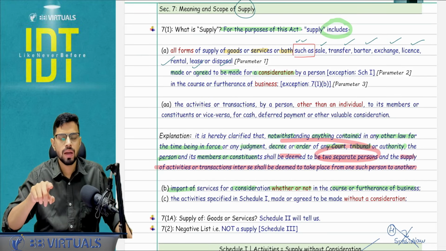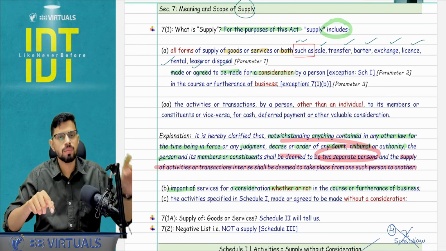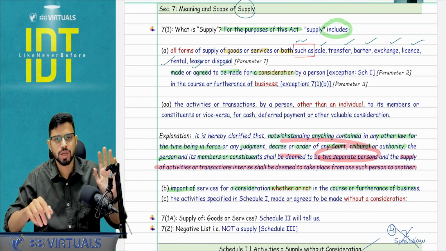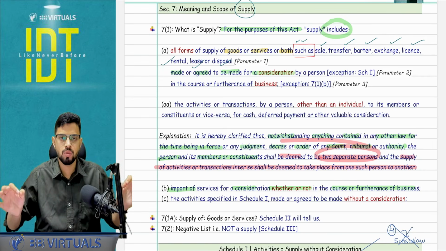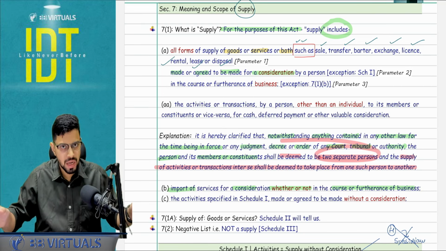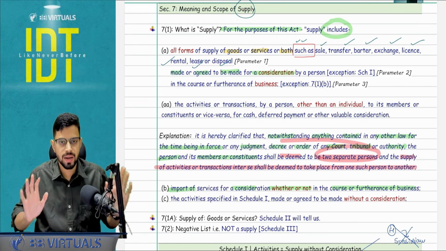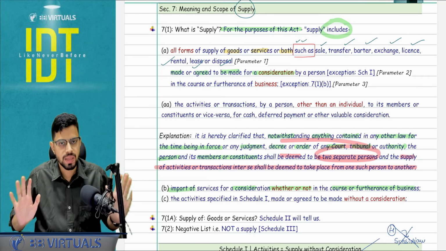Sir, what was the meaning of the word recipient? Recipient means the person liable to pay the consideration if the consideration is involved. If consideration is not involved, then the person who is getting the goods, to whom the goods are delivered, or to whom the services are rendered. That was the simple meaning of the word recipient.